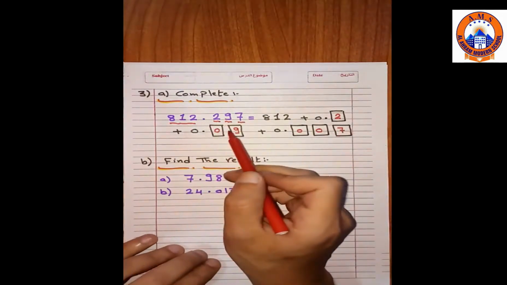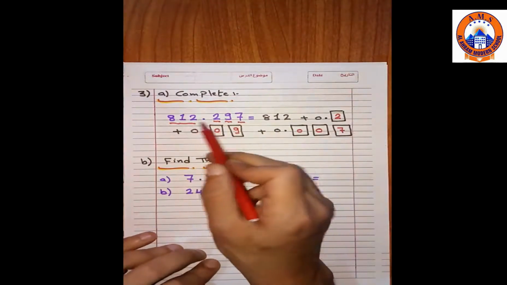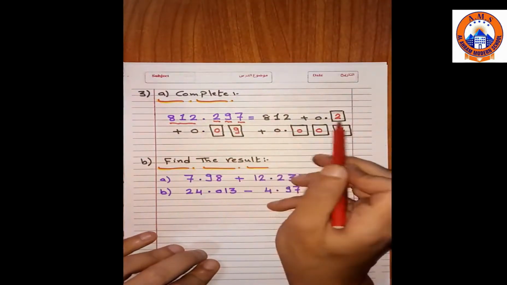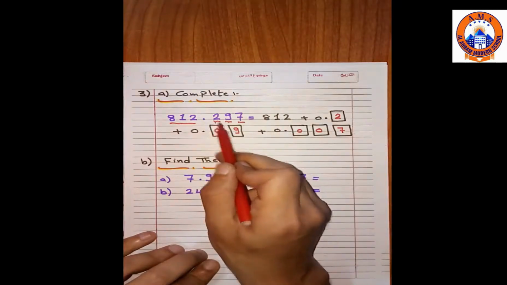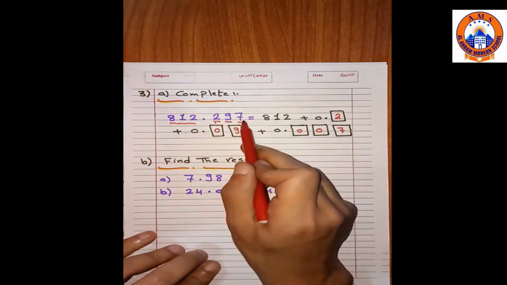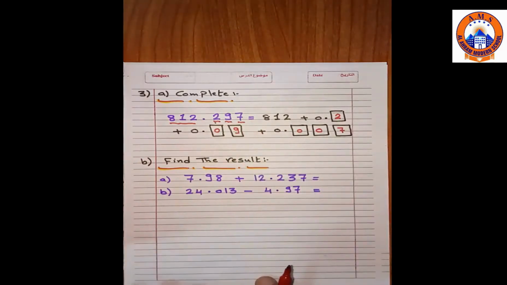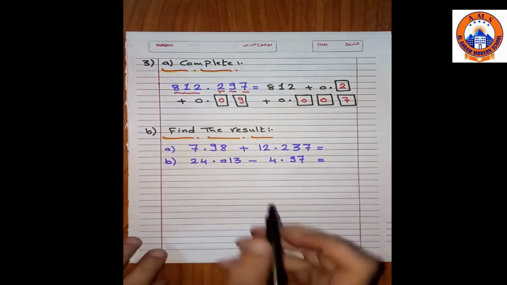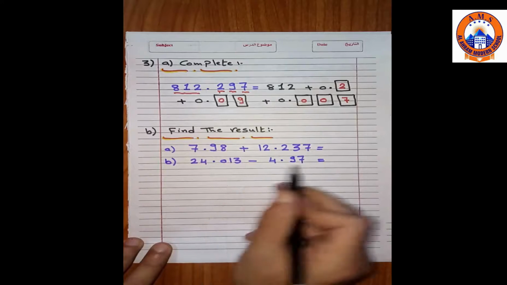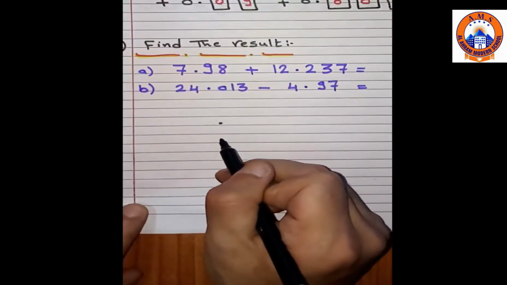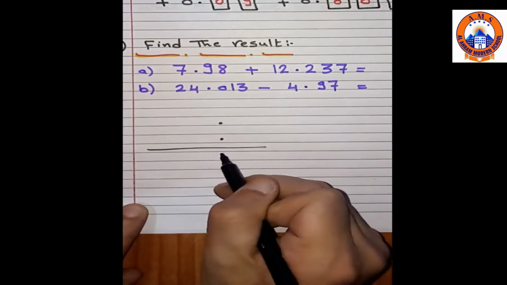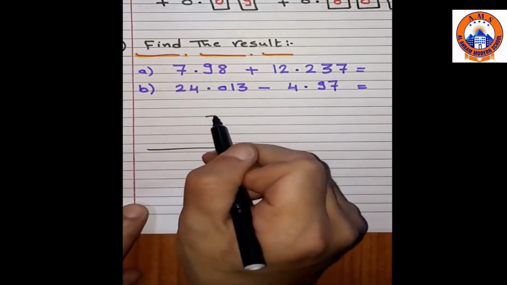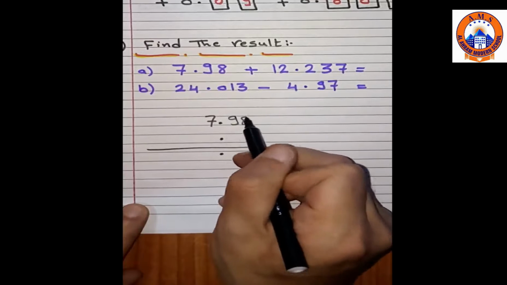This question asks me to write the value of each digit by adding them. So I'm writing the value of 2 in the tenths, then the value of 9 in the hundredths, then the value of 7 in the thousandths. The last question, number 3b. We want to add and subtract these decimal numbers. I'm gonna do it down there, as we said before. This is a decimal number, so we're gonna put a point, under it another point, then take a line and another point. The first number is 7 and 98 hundredths.